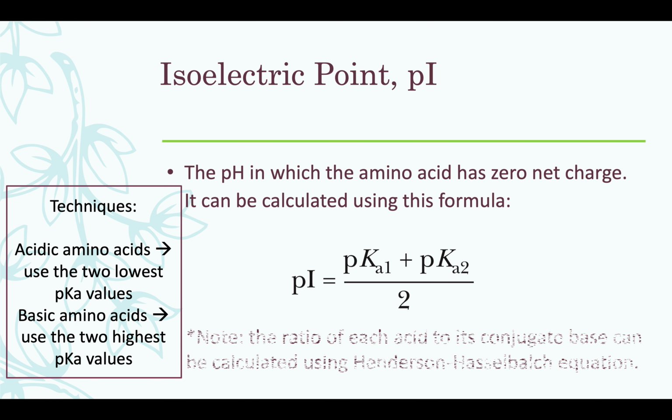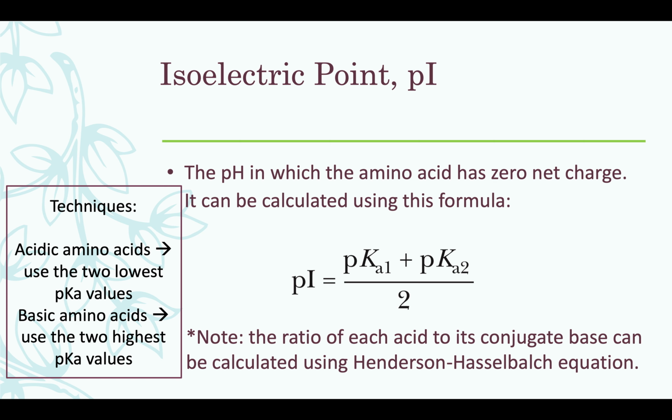Note that you can calculate the ratio of each acid to its conjugate base, the protonated over deprotonated forms, as a function of pH using the Henderson-Hasselbalch equation. By the way, the importance of your pI is that you can apply it to your protein purification and characterization technique, specifically under electrophoresis, which we will be discussing in the succeeding lectures.